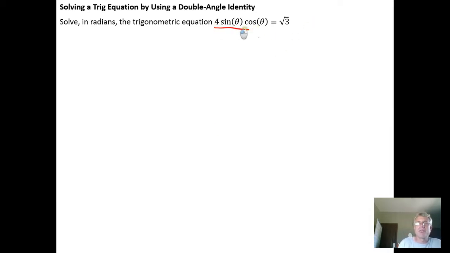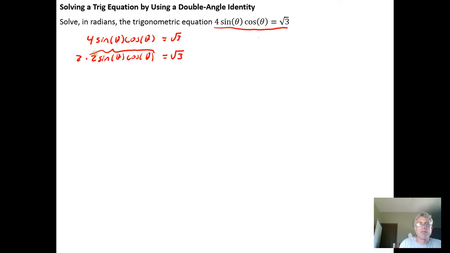So here's another example that's going to involve a double angle identity. We have the equation 4 sine theta cosine theta equals the square root of 3. And what we want to recognize is that this can be rewritten as 2 times 2 sine theta cosine theta equals the square root of 3. And then this is the double angle identity for sine of 2 theta. So we can replace this piece here with the sine of 2 theta. So we get 2 times the sine of twice theta equals the square root of 3.